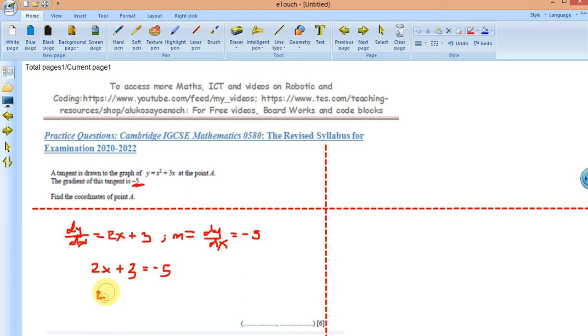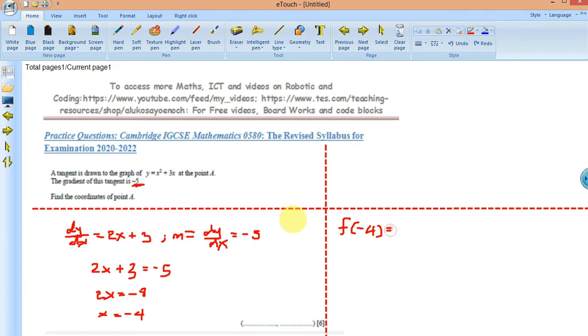and then collect like terms. So 2x equals, we take the 3 to the other end, -3 minus 5, that is -8. So x gives you -4. But we have to find the coordinates. So when x equals -4, go ahead and put it in the original function. What is y? So go ahead for f of -4.